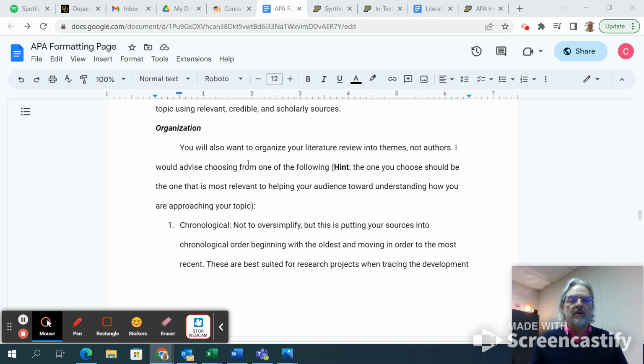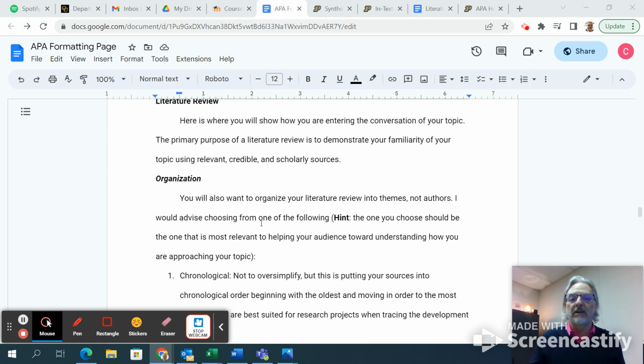For the most part, in an organization here, what we don't want to do is just go author A says, that's a paragraph, and then paragraph 2 author B says, and author 3. They're not in conversation with one another, right? It's boring and bland, and it doesn't really help our audience understand why we chose those sources or why those sources are relevant and credible.